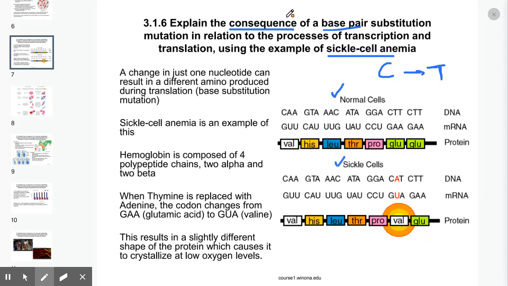And the consequence can also be evolution. So we're going to look at this as an example of human evolution. So let's just quickly talk about the base pair substitution, the effect, in review, and then we're going to talk about what it physically does to a person who has sickle cell.